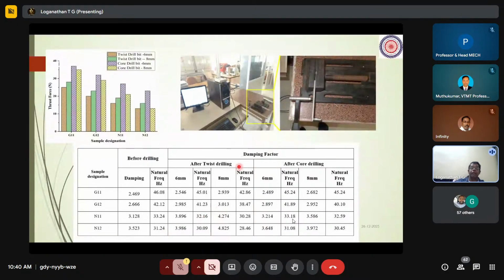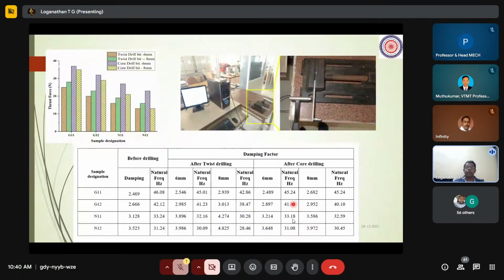And we tried a different type of drill. One is the twist drill, which is our normal conventional drill. The other one is the core drill. A core drill has a cutting edge only on the circumference, not from the center. In our normal drill, the cutting edge starts from the center, and like a flute, it flows along the length of the drill bit. But the core drill has a cutting edge only on the circumference of the tool. So we tried with that.